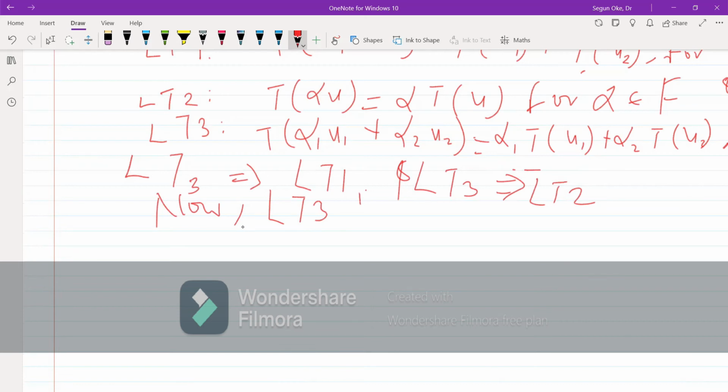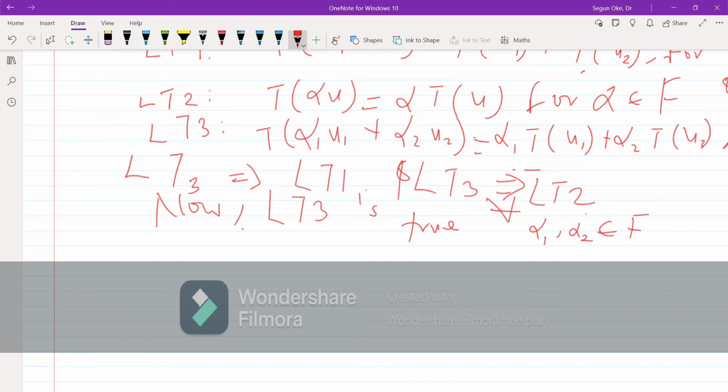Now, LT3 is true for all alpha 1, alpha 2 belonging to capital F. I believe you remember this sign, for all. Therefore, it is certainly true for alpha 1 and alpha 2, that is, LT1 holds.